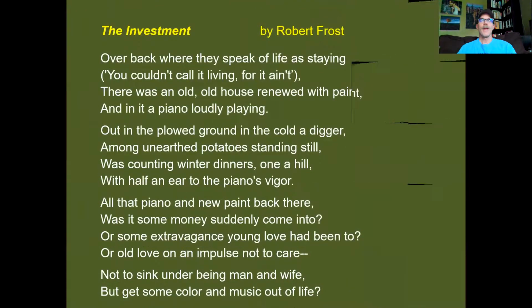All right, so here we go. This is the poem I was talking about, The Investment by Robert Frost. Love this poem. Okay, so here we go.